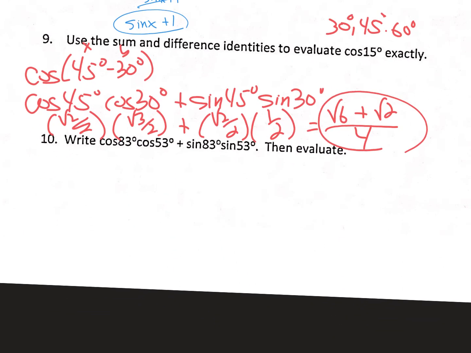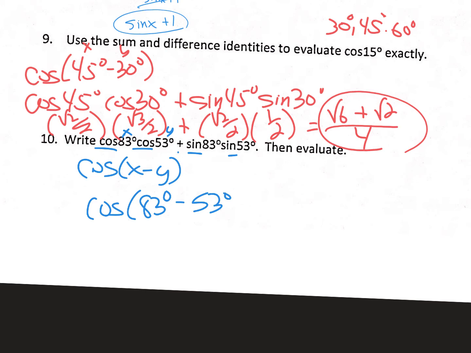Number 10 says cosine 83, cosine 53, sine. So the pattern is it's going cosine, cosine plus sine, sine. I'm looking at my cosine addition and subtraction to figure out which one that is. The one that says cosine, cosine plus sine, sine is actually cosine x minus y. So I'm doing cosine x minus y, where the 83 is my x and my 53 is my y. If I do cosine 83 minus 53, it gives me cosine of 30 degrees.